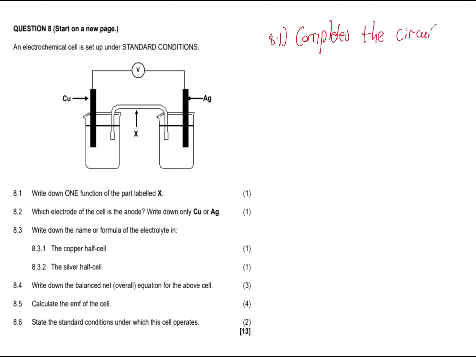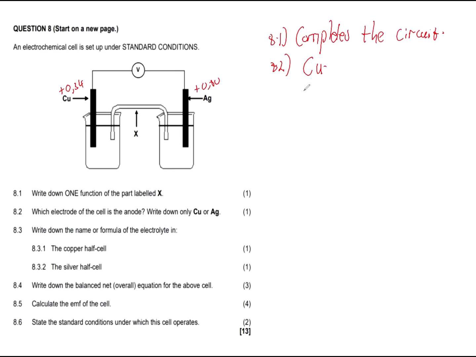Completes the circuit. Right, so you have seen other reasons as well. So you can write any of those. Which electrode of the cell is the anode? Write down only copper or Ag. At this point, we know that our anode is the copper because we've been doing this circuit here. So it's the one that will be found above with a 0.34, and then this one is positive 0.80. So this positive 0.34, that positive 0.80. So the one that will be above is this one.